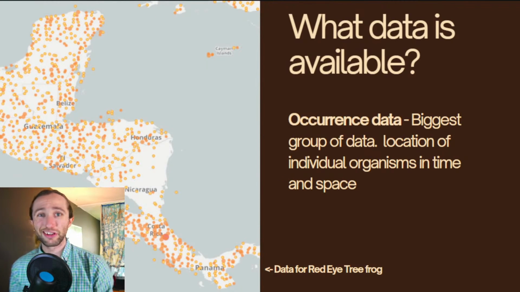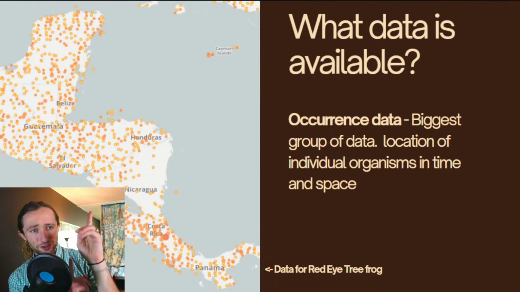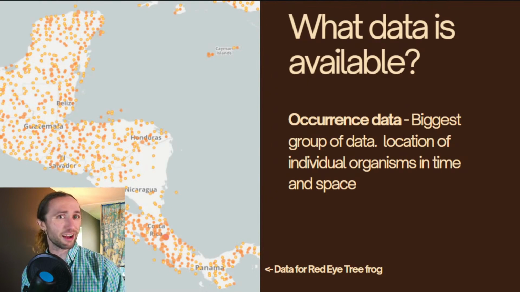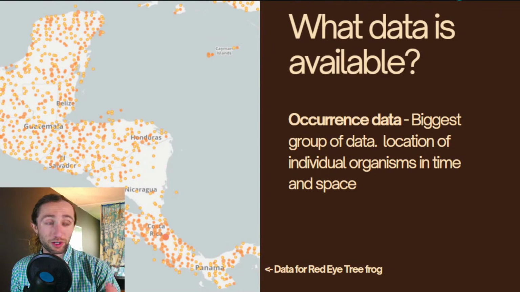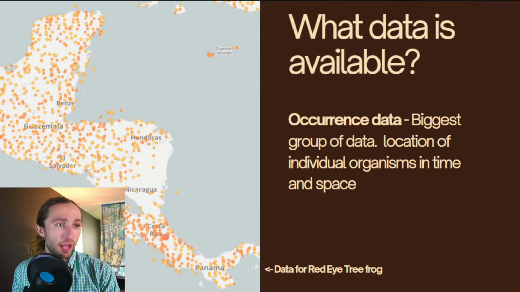The occurrence data is what GBIF is most well known for. For example, this image right here shows the point occurrence data for red-eye tree frogs, right? This is really the location of an individual organism in time and space. Now, this is, of course, what we're going to be talking about. The other data sets, of course, are available. However, we are primarily going to be focusing on this occurrence data.